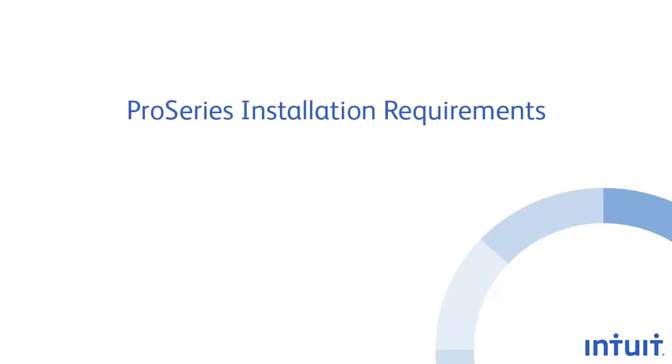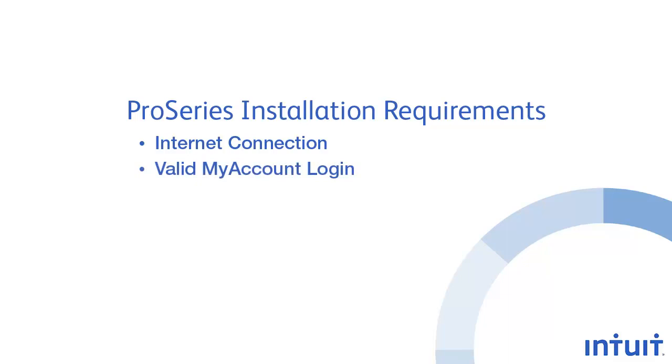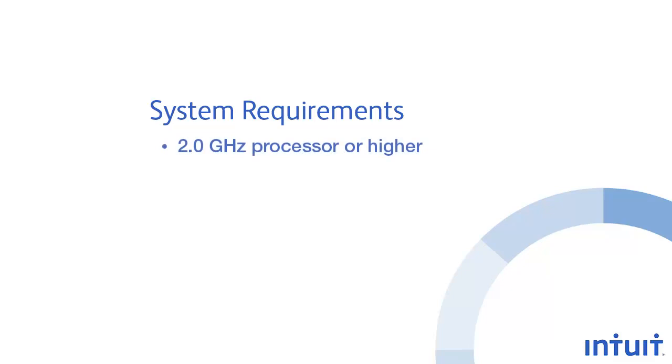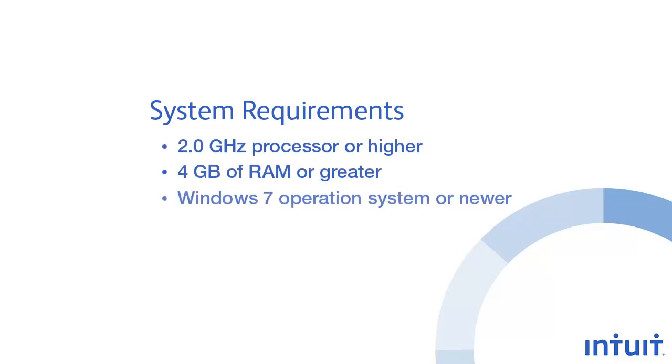The following items will be required for the download, installation, and licensing of the ProSeries program: an internet connection to access the proconnect.intuit.com website, a valid My Account login for ProSeries, and administrator privileges on the computer that meets our system requirements. The recommended system requirements for the ProSeries tax program are 2 GHz processor or higher, 4 GB of RAM or greater, Windows 7 operating system or newer.